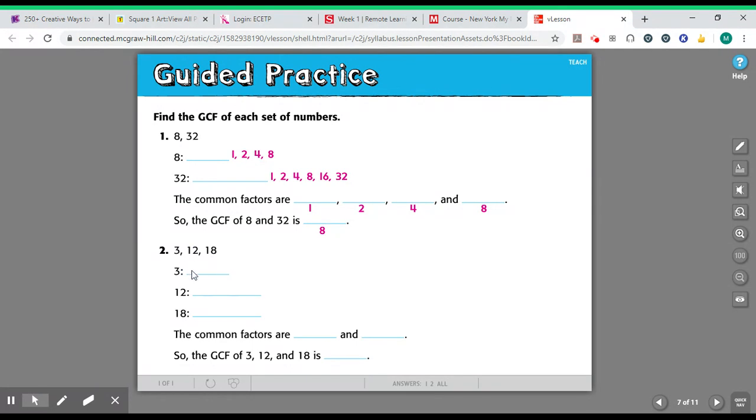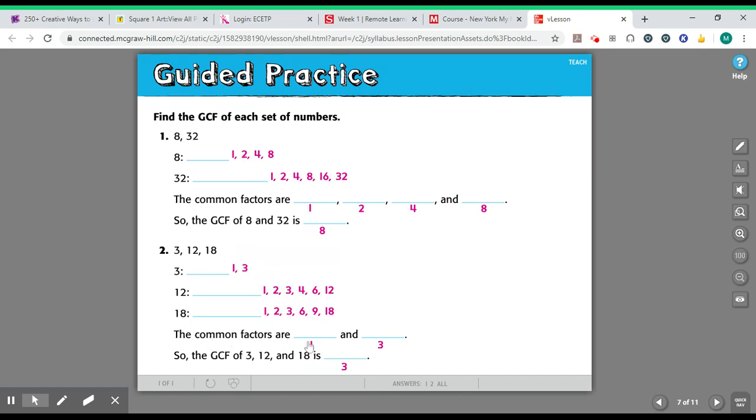List the factors for 3, which is pretty easy. It's just 1 and 3. 12 would be 1, 2, 3, 4, 6, and 12. And 18 would be 1, 2, 3, 6, 9, and 18. Then you need to figure out which ones are common in all 3 of these. This one has a 1, this one has a 1, this one has a 1, so circle those. This one has a 3, this one has a 3, this one has a 3. Those are common. And that's about it.